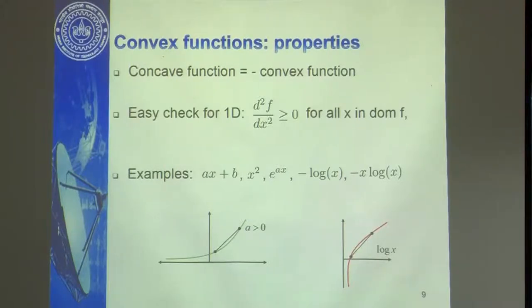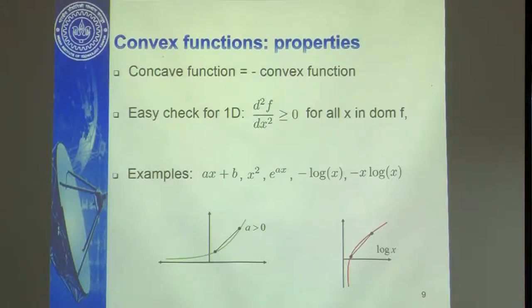Right? So the second derivative represents the curvature. So all you need to do is check whether the second derivative is positive or not. Similarly, for concave, you will check whether the second derivative is negative or not. So there are many examples. This is a one dimensional example. So what can you say about ax plus b?